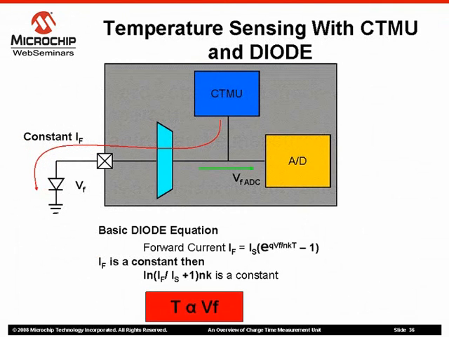This slide shows how temperature can be sensed using CTMU and a diode. The equation shown here defines the forward current of a diode as a function of forward voltage and temperature. When forward current is constant, most other components are constant other than the temperature and the forward voltage. By measuring the forward voltage, temperature can be determined. As shown in the block diagram, CTMU powers the diode with a constant current source, and the ADC measures the forward voltage of the diode, and temperature is proportional to forward voltage.